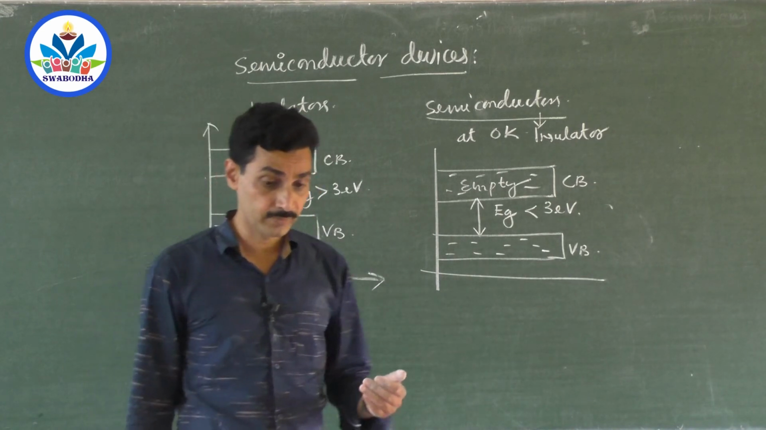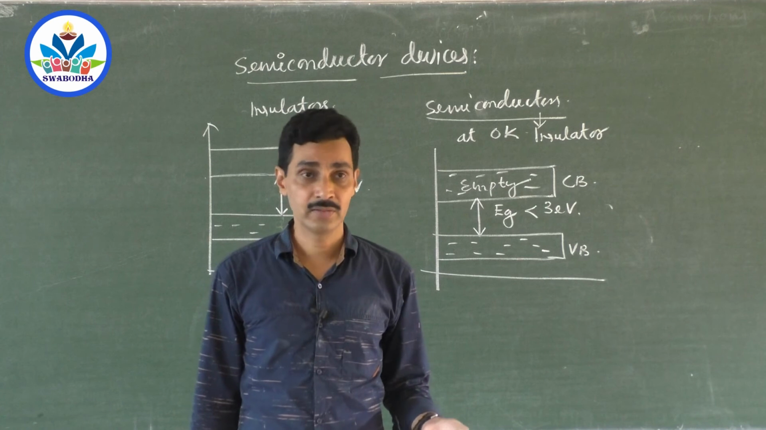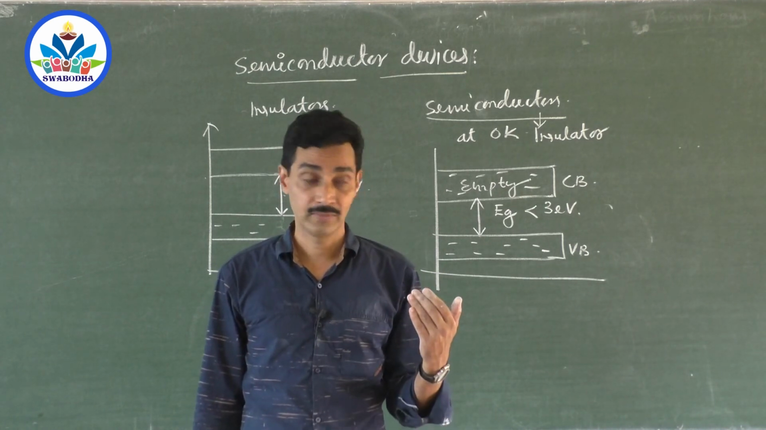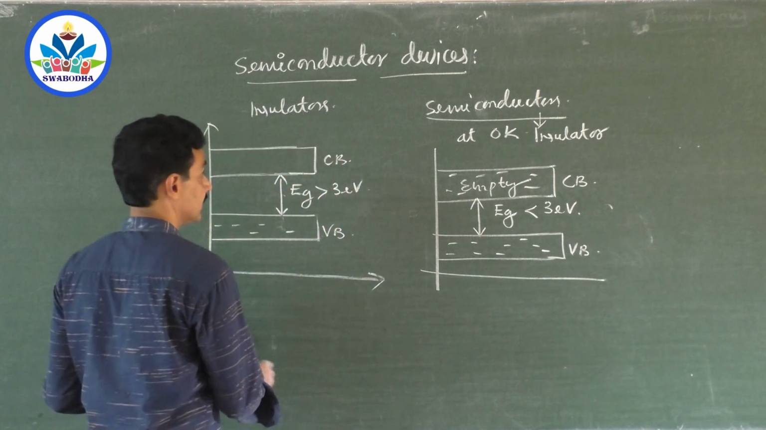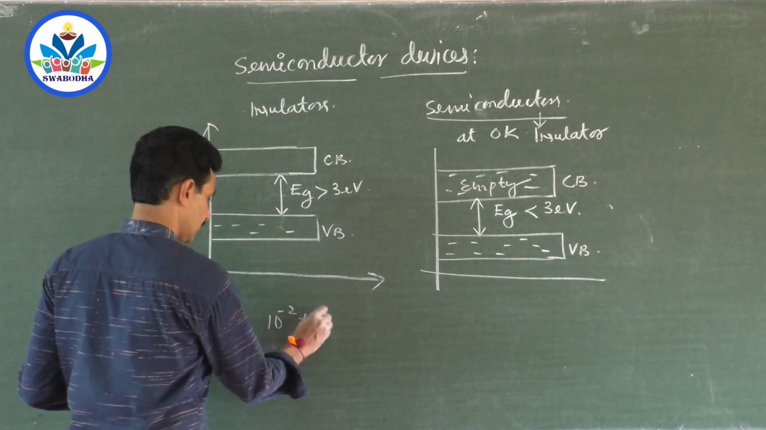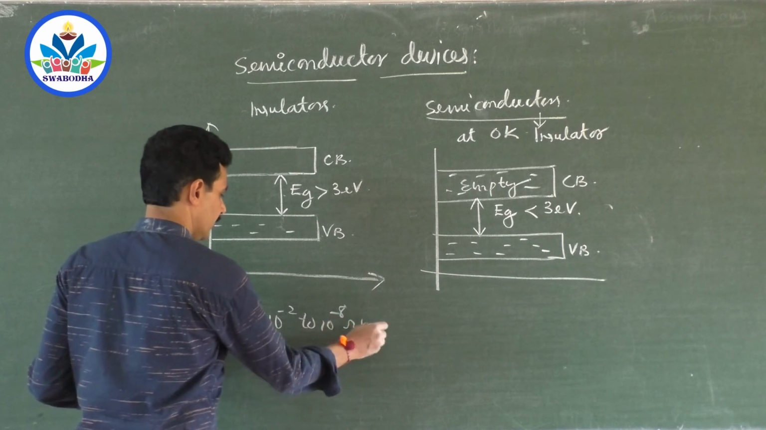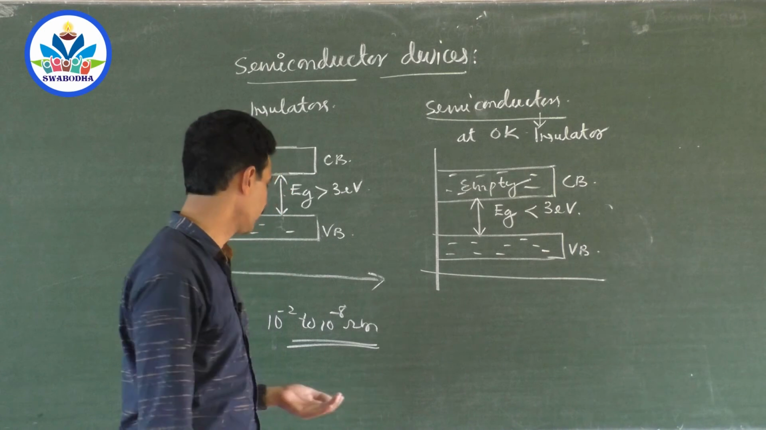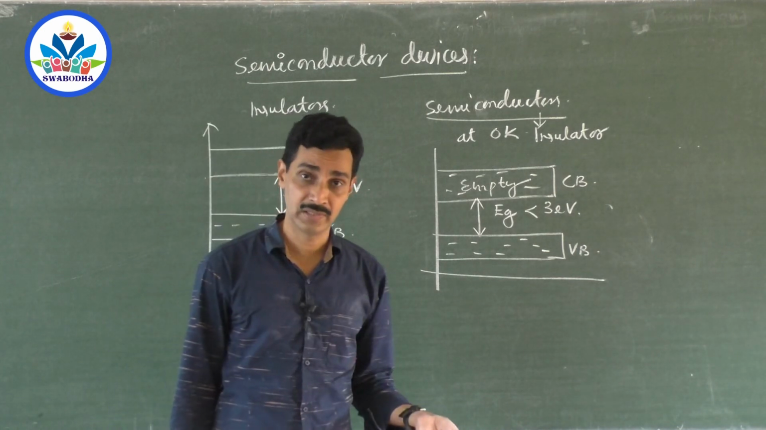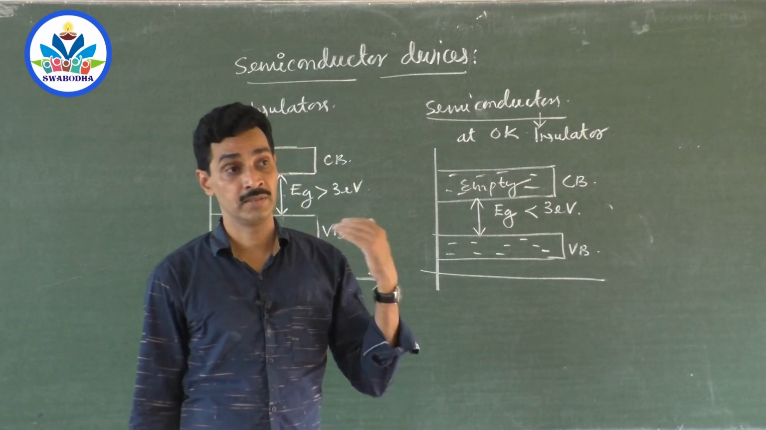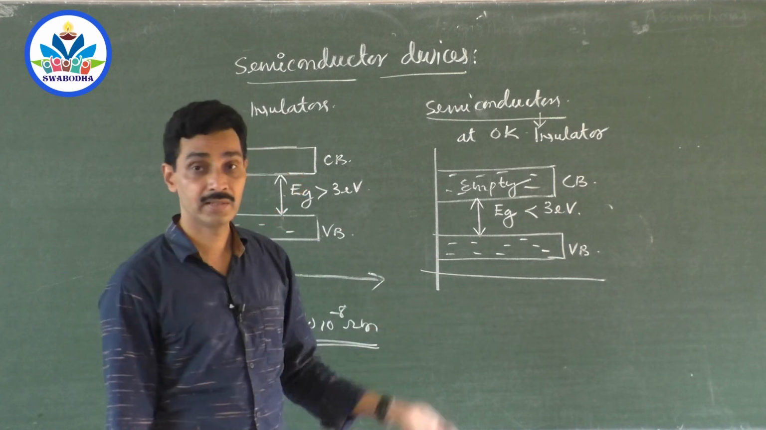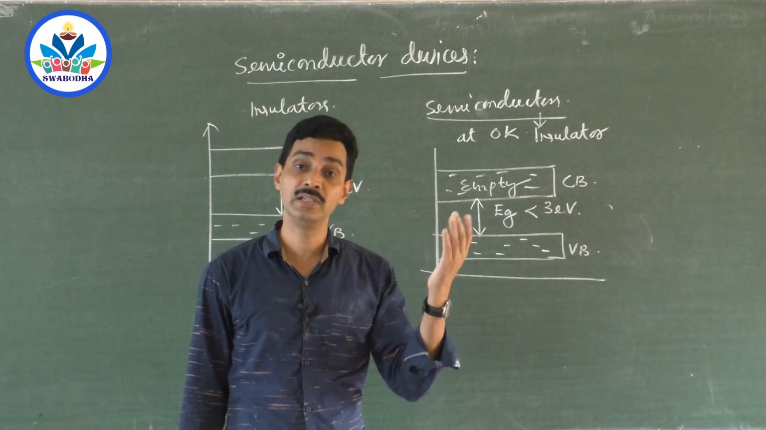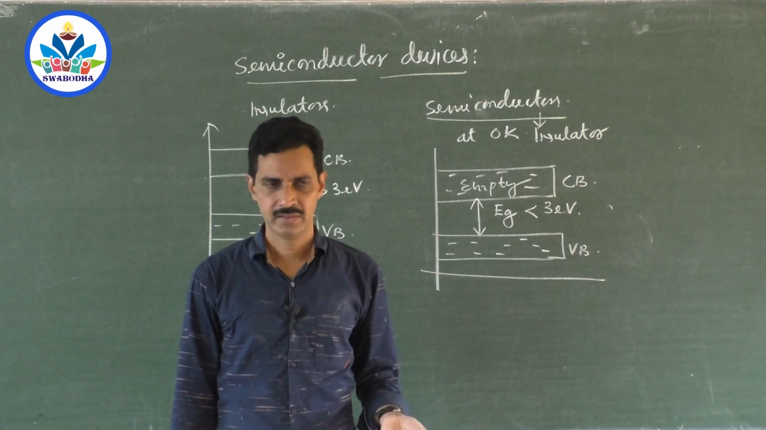So conductors have very low resistivity, 10 to the power minus 2 to 10 to the power minus 8 ohm meter. And for semiconductors it is from 10 to the power minus 5 to 10 to the power 6 ohm meter. And for insulators it is from 10 to the power 11 ohm meter to 10 to the power plus 19 ohm meter. It is very high resistance.